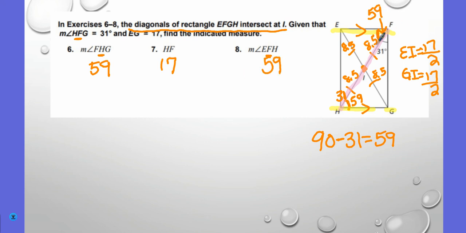Or you could have figured it out this way: if this is a 90-degree angle, then you also know that this angle and this angle should add to give you 90. And either way you want to figure it out, it would be valid.